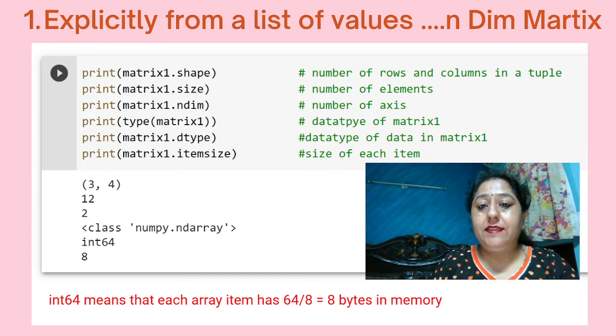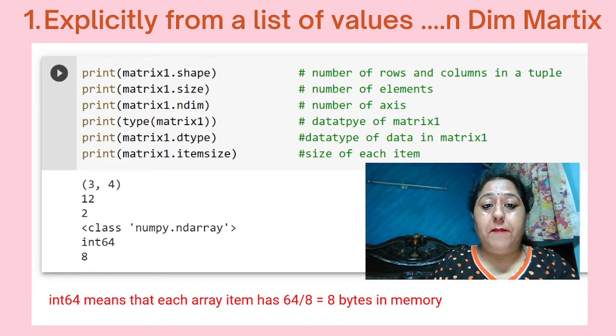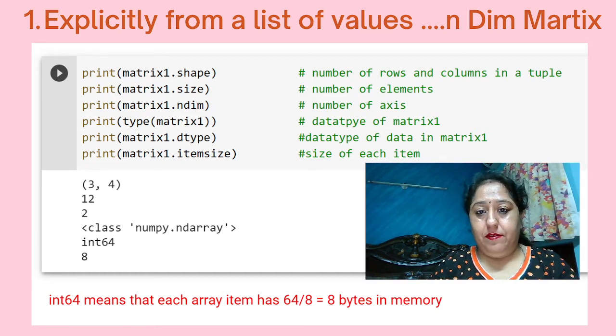Matrix.ndim says the number of axes, that is, it is a two-dimensional matrix, so it will give you 2. When you use the function type and give matrix 1 in brackets, this will tell you the data type of the matrix, that is class numpy.ndarray. But when you do matrix1.dtype, this will give you the data type of the data which is stored in the matrix. Here in this matrix, all the values were integer, so you are getting it as int64.